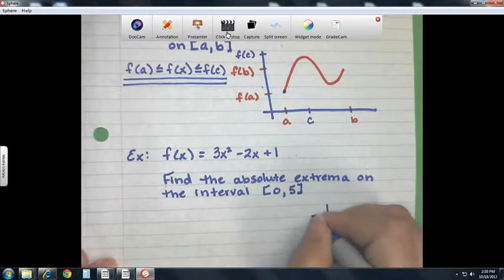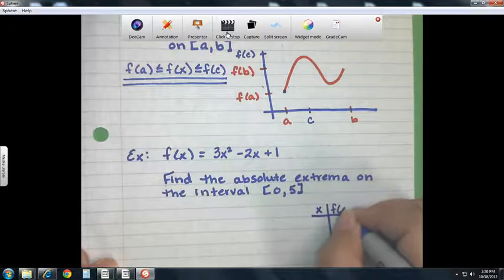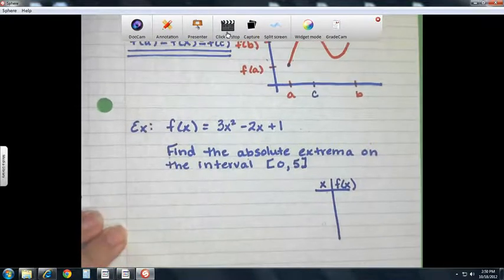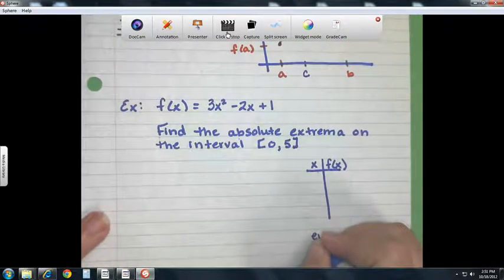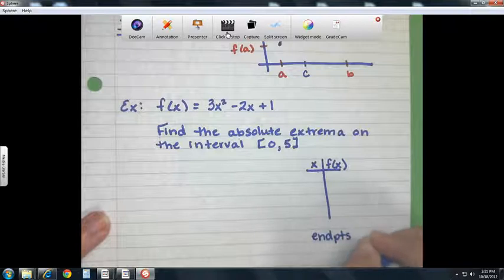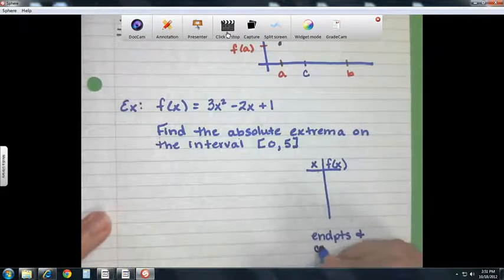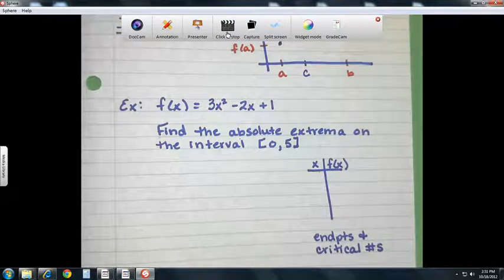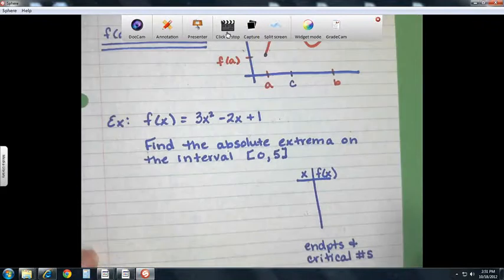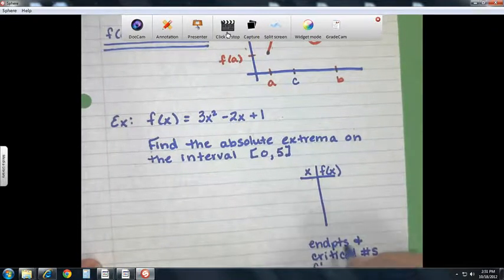And the candidates for absolute extrema are the endpoints and any relative extrema. Okay? So we're going to check endpoints and what we call critical numbers. Now, critical numbers is a new term for us. We've never used that term before. Critical numbers are anywhere where f prime equals 0 or is undefined.